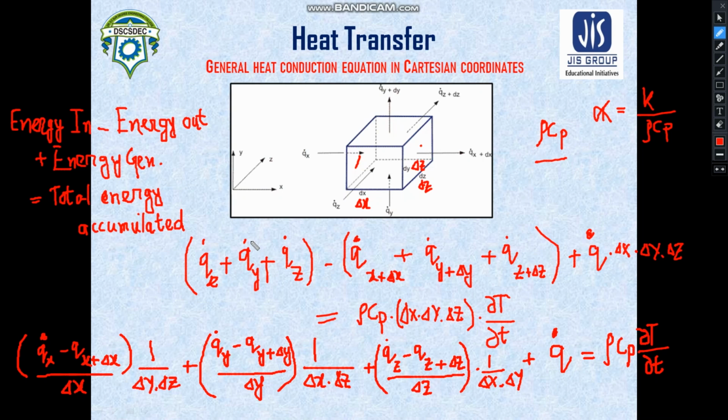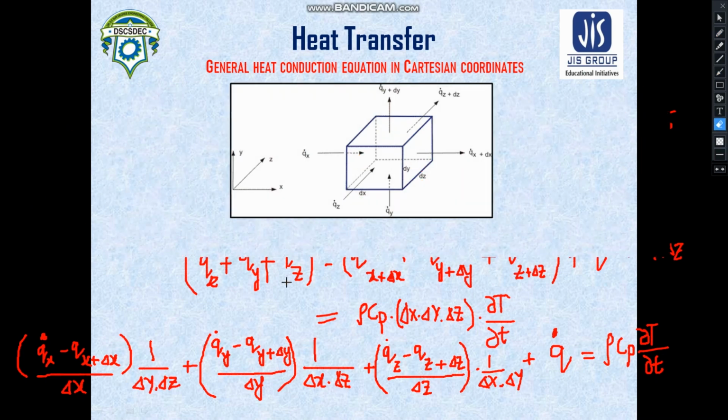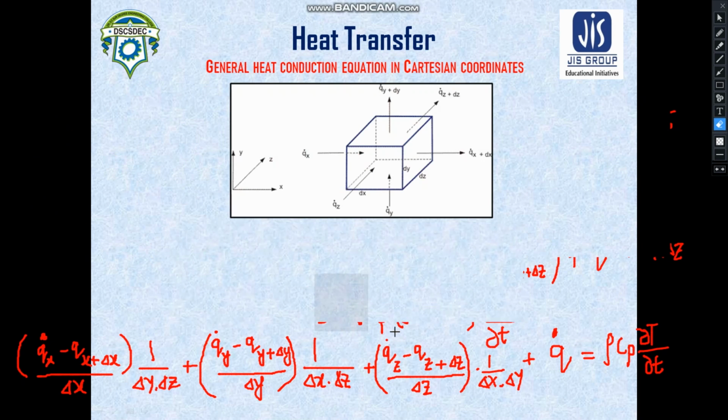That means this delta x, this delta y and delta z are tending towards 0. So this control volume element can be shrunk to a single point. Mathematically, that means we have to take some limits, and these limits will help us find the total energy change over the control volume.